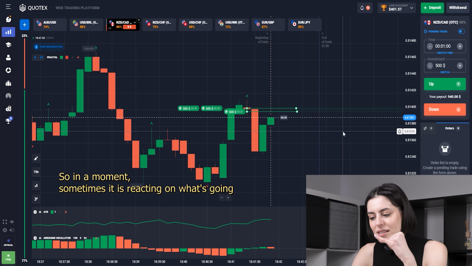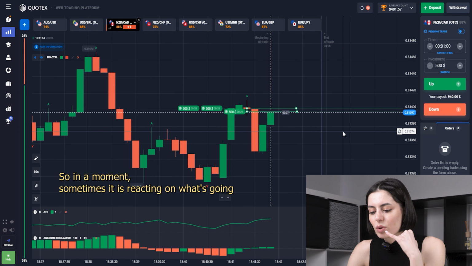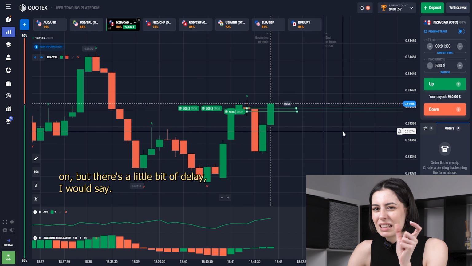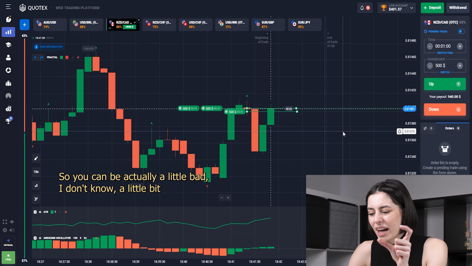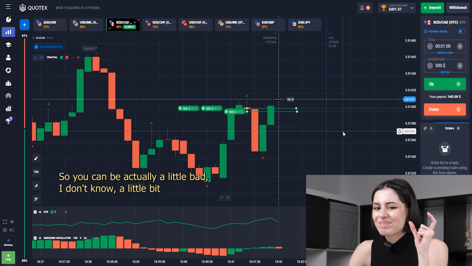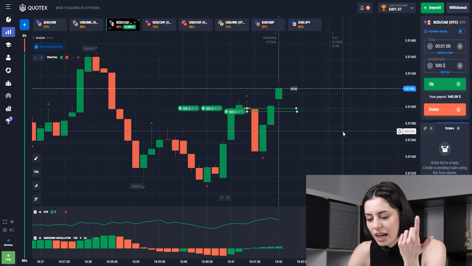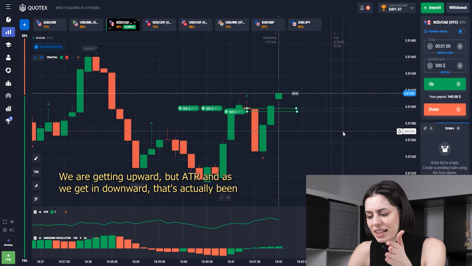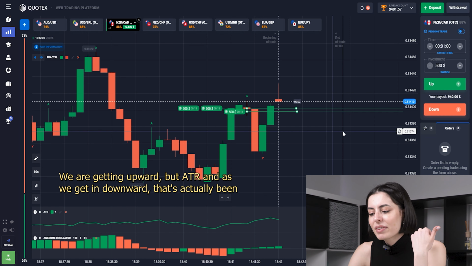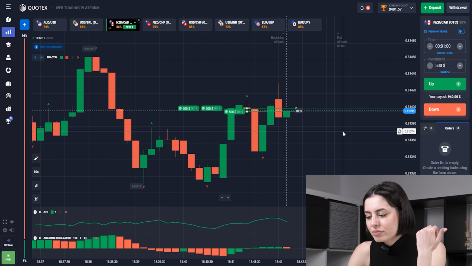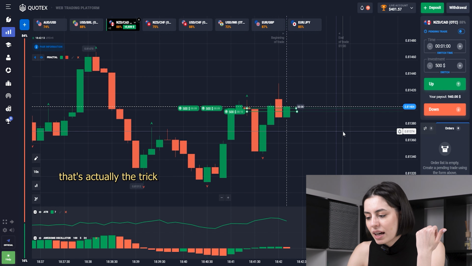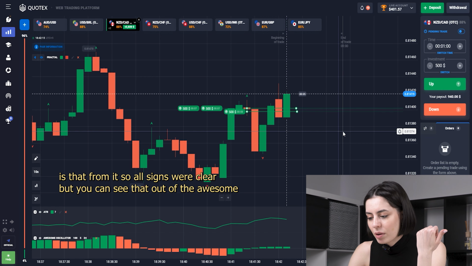So in a moment, sometimes it is reacting on what's going on, but with a little bit of delay, I would say. So you can be actually a little bit confused out of that indicator. Look at that. We are getting upward, but ATR showing us we're getting downward. That's actually the trickiest stuff from it.